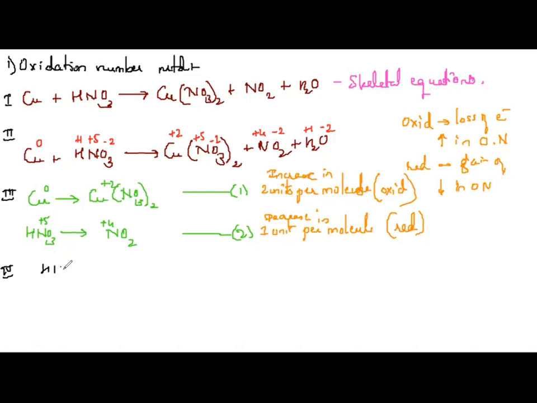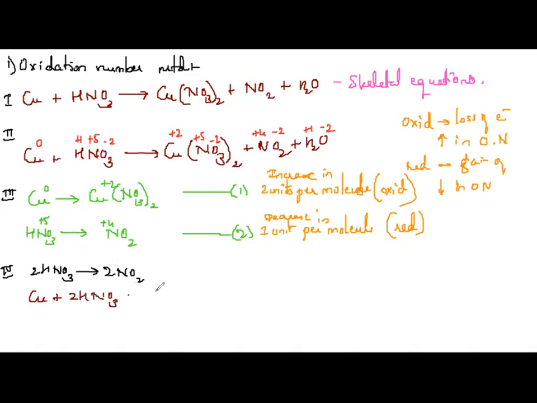So it will become 2HNO3 gives 2NO2. Correct? So when I do this, here 2 electrons, and here also it is 2 electrons. Correct? Then you write that equation down. Complete equation. So the first equation is Cu plus how many HNO3 now?